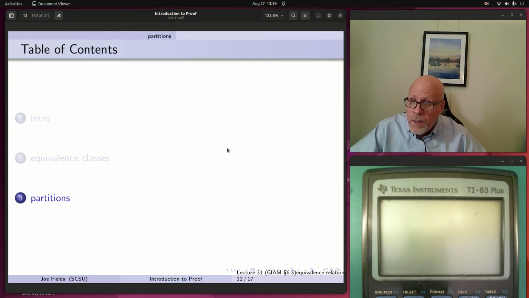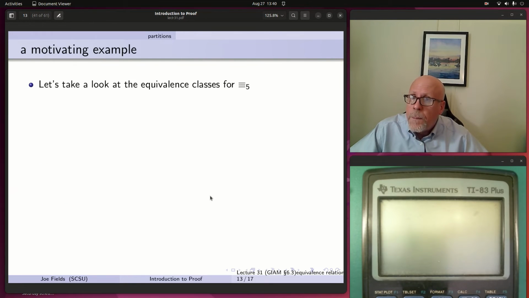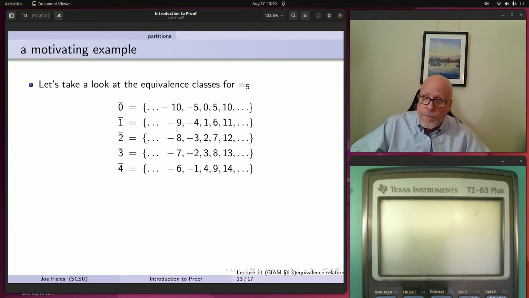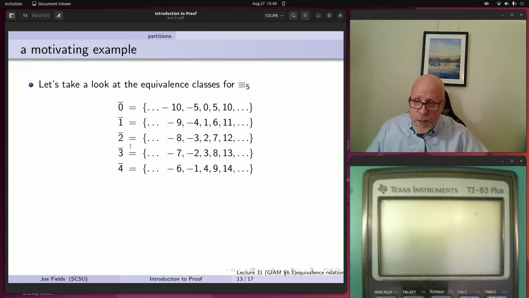All right, well, that leads us to the final piece here, partitions. And partitions are, in a certain sense, the reason for doing all this. I'm going to use equivalence mod 5 to give you a nice example. Here are the equivalence classes. I've made the small positive equivalence class representatives choice here. 0 bar, that's all the things that are literally multiples of 5. 1 bar is the things that are 1 bigger than a multiple of 5. So -9, -4, 1, 6, 11.